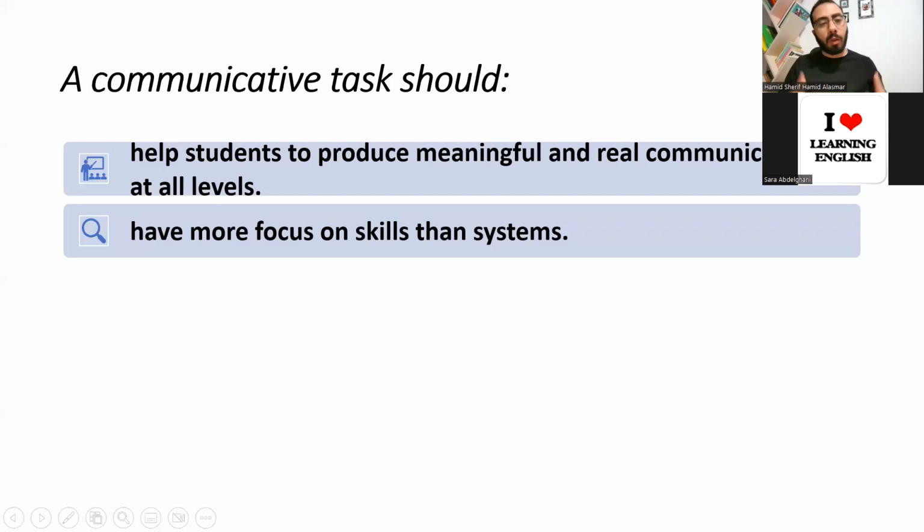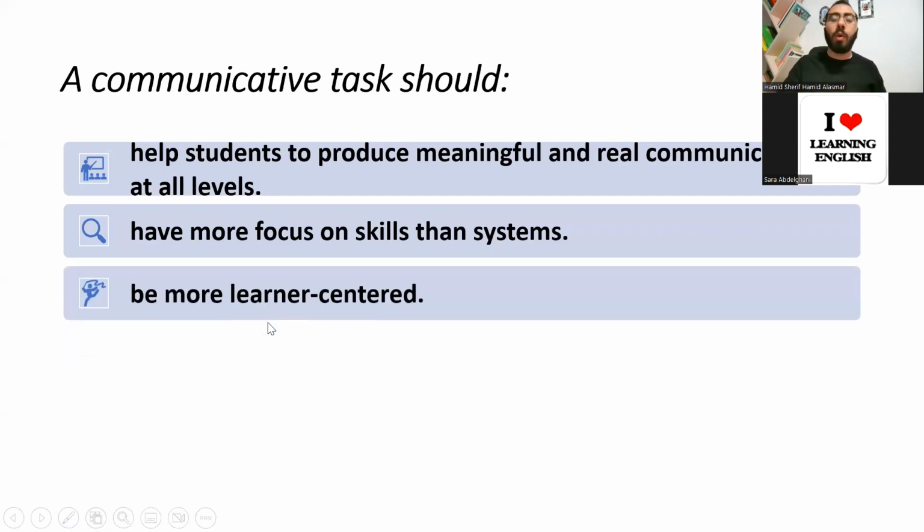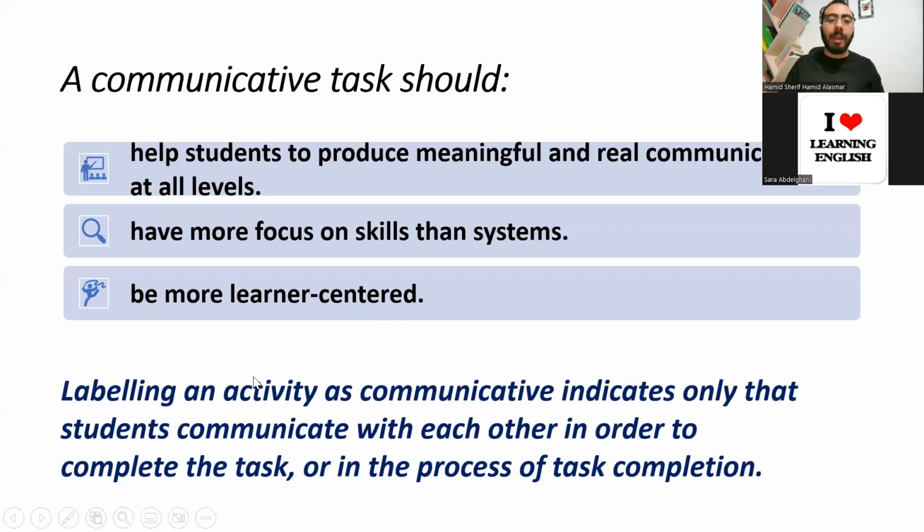So this is what we need to consider. Also, it normally has more focus on skills than systems. We normally focus more on improving skills other than systems. And it's more learner centered. It's more about the students and the discussions, they discuss with each other, not with the teacher. Now, normally labeling an activity as communicative indicates that students would communicate with each other in order to complete a task. There should be a reason or a task for them to complete, or a process for them to complete. So you need to put that in mind.